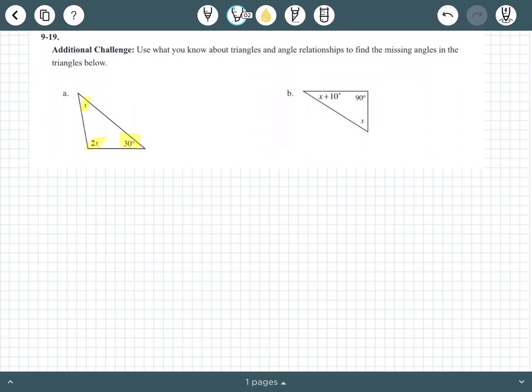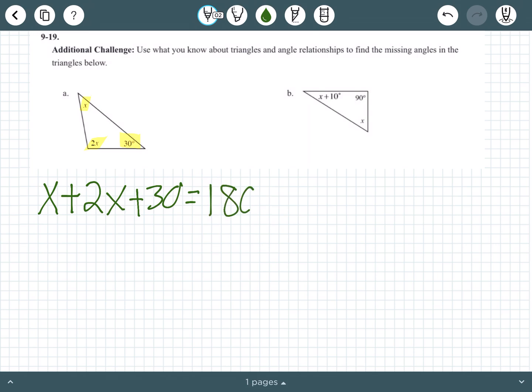What we do know about triangles is that all three of these angles add up to 180 degrees. So I don't need to freak out just because there's a variable there. All I can do is take each angle, so that's x plus 2x plus 30, and I know whatever x is, all three of those add up to 180 degrees. Now I'll just solve this like any other equation.